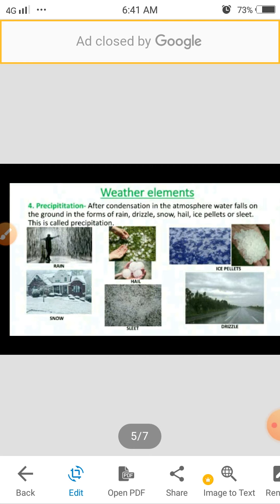आफ्टर द कंडेंसेशन वाटर हैव टू फॉल ऑन द अर्थ. किस किस की फॉर्म में उनको आना होता है? इन द फॉर्म ऑफ रेन, स्नो, हेल्स, ड्रिजल, आइस प्लेट्स और स्लीट्स. दिस ऑल कॉल्ड प्रिसिपिटेशंस. दैट इज ऑल्सो इफेक्ट द वेदर.